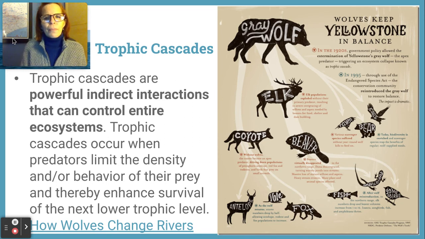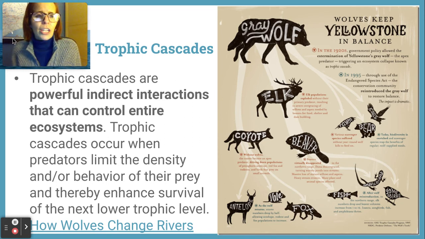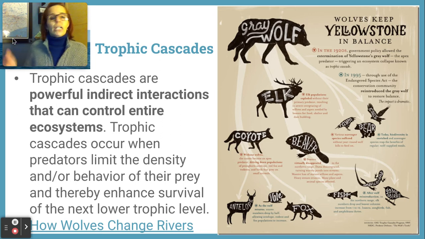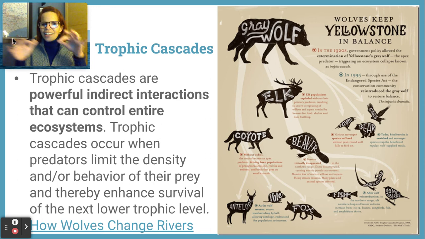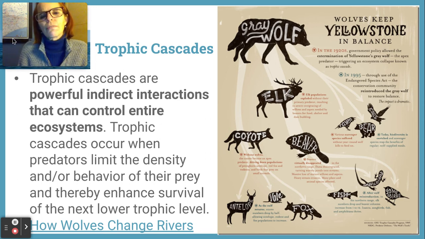What happened over time, and no one was really paying attention, but the ecosystem of Yellowstone started to change. The elk were no longer being hunted by the wolves, so their population started to increase. As the elk population increases, we see certain trees and certain plants start to disappear or become less common because the elk are eating them. The elk are living in certain areas because they're bold, because there's no wolves to hunt them. And it has just this cascading impact throughout the entire ecosystem of Yellowstone.